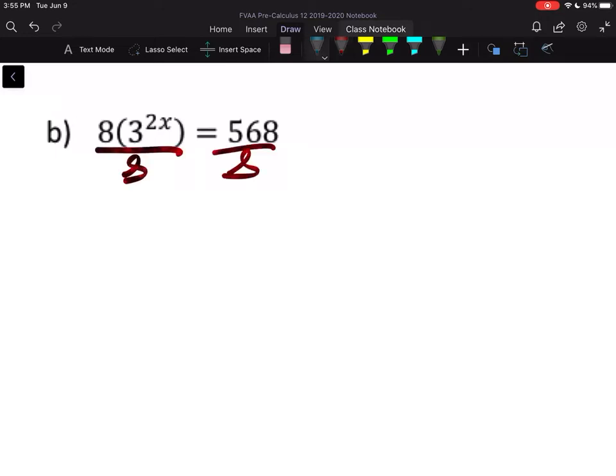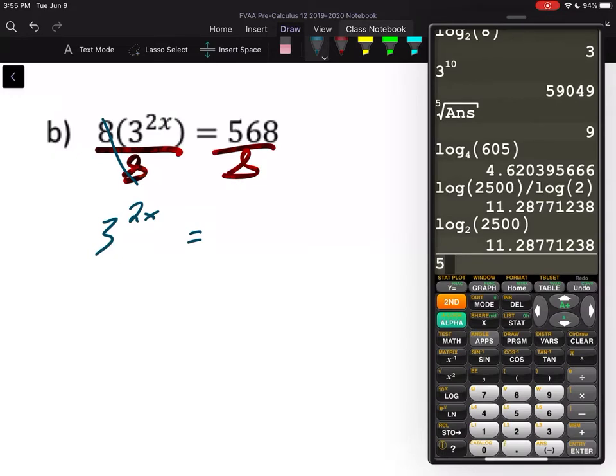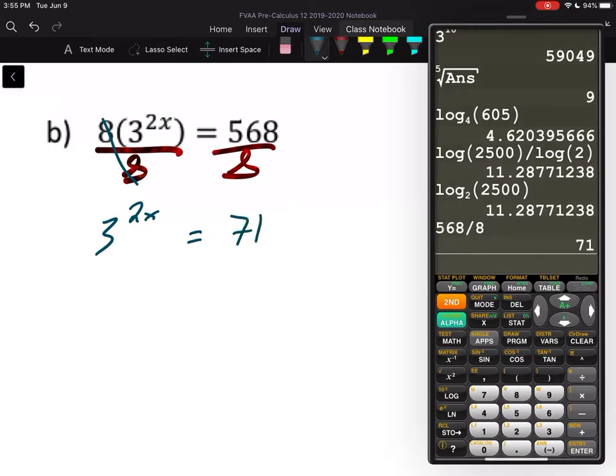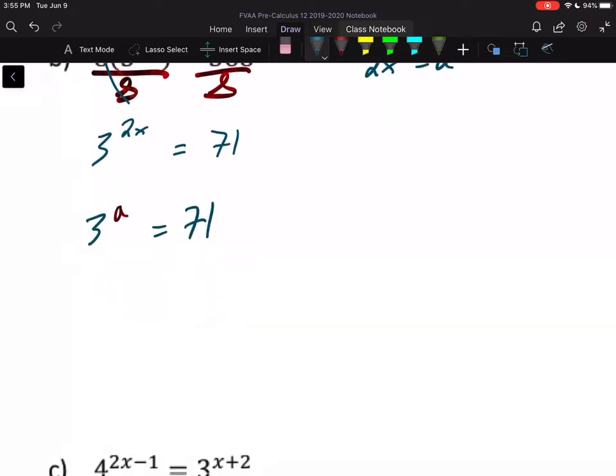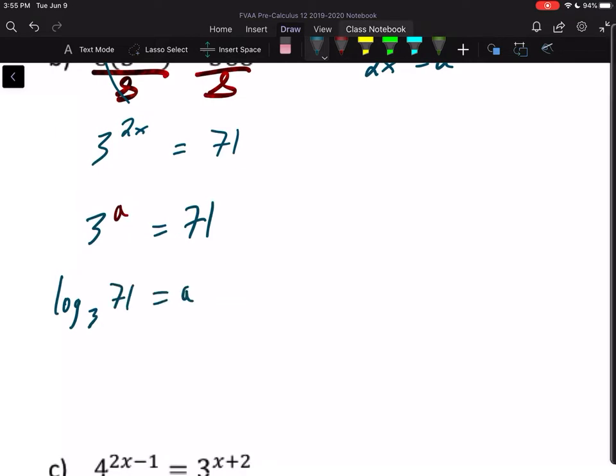and that's going to leave me with 3 to the 2x is equal to 568 divided by 8, which is 71. Okay, and I'm going to use the A method. The A method simply says that 2x is equal to A, so I'm going to substitute A in the place of 2x and just solve for A and then substitute it back for 2x. Okay, so this is going to be log base 3 of 71 is equal to A.